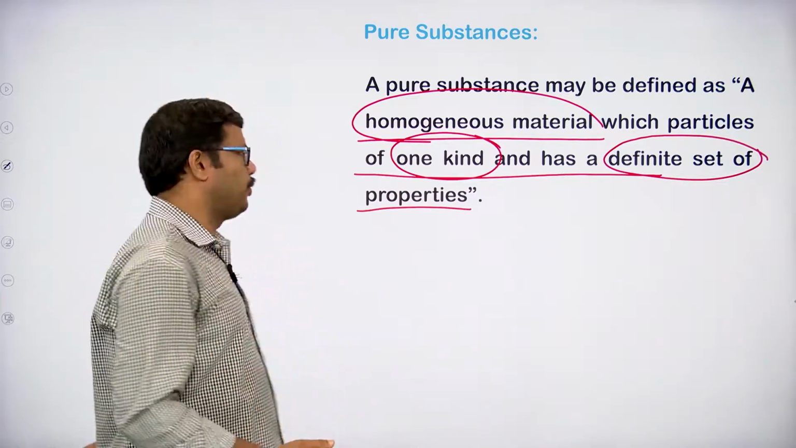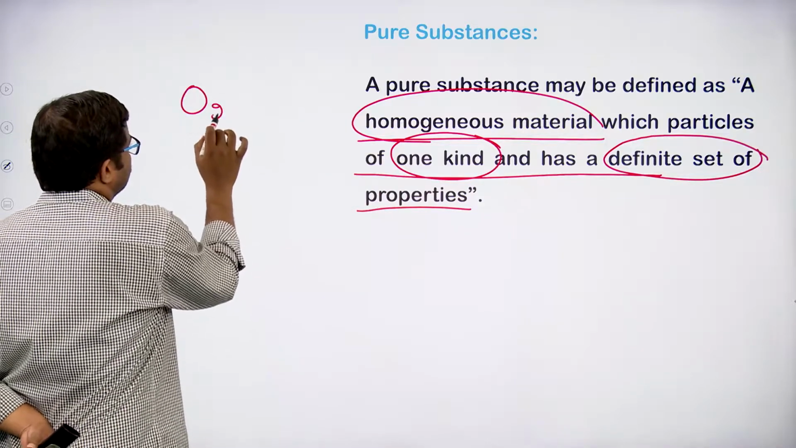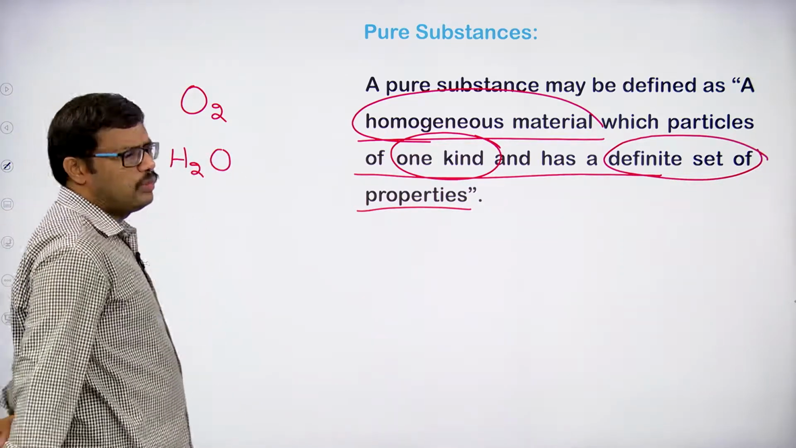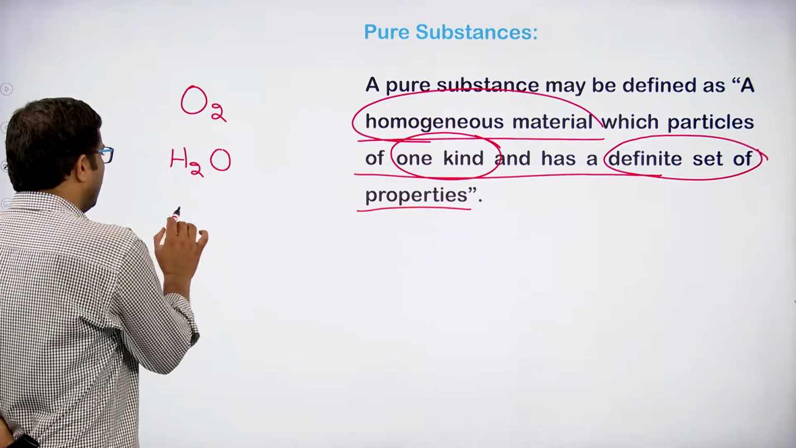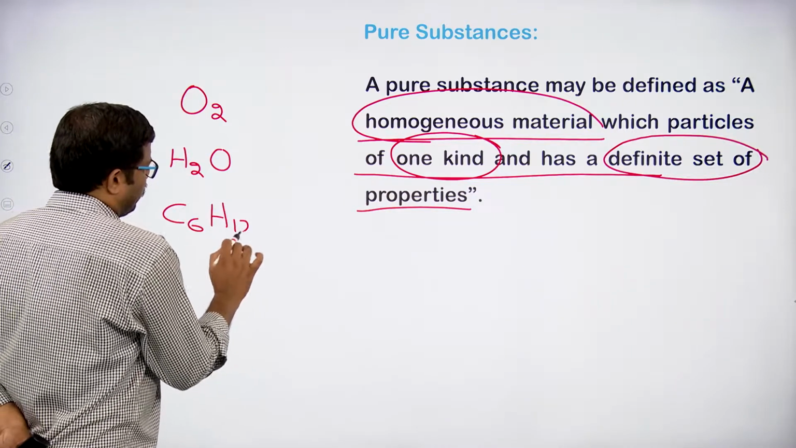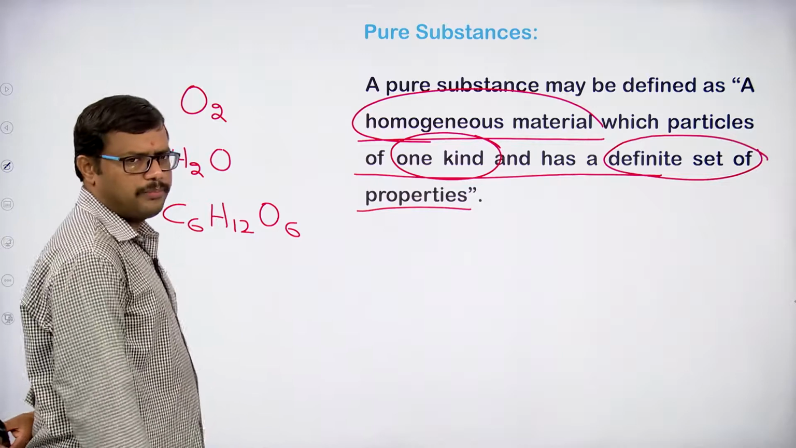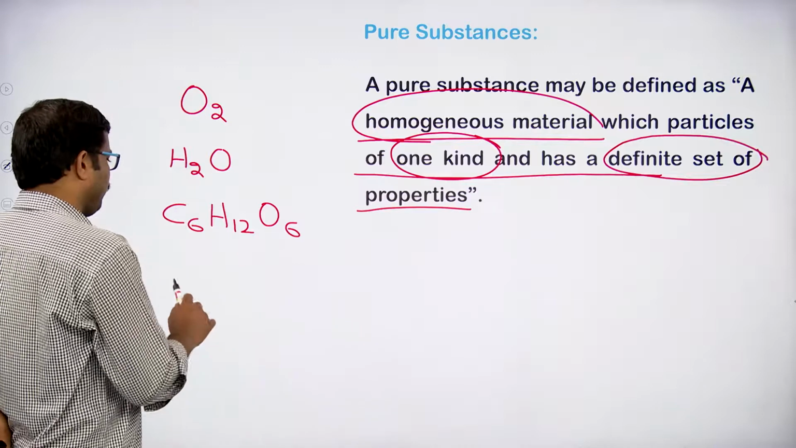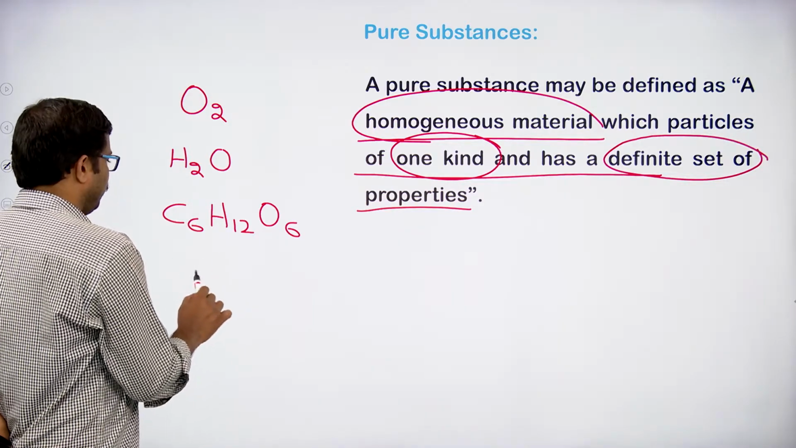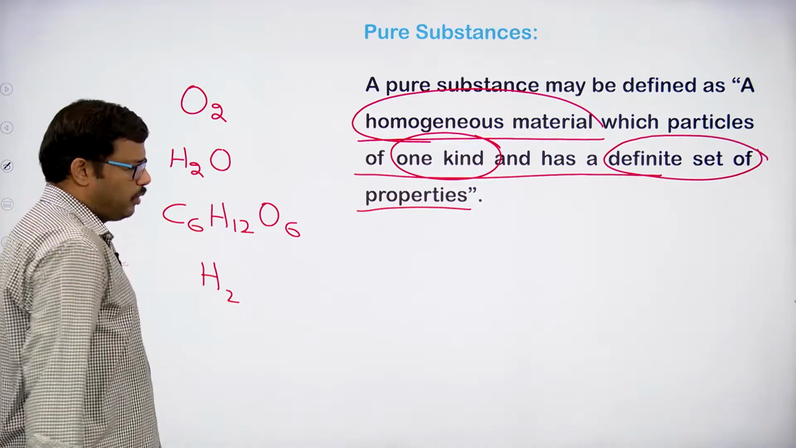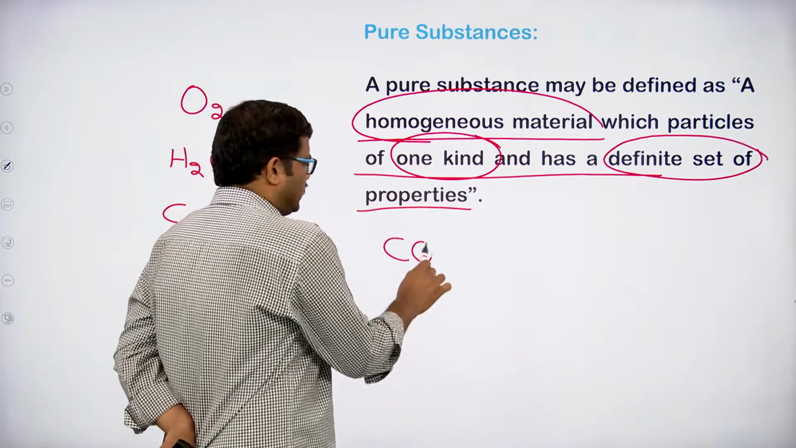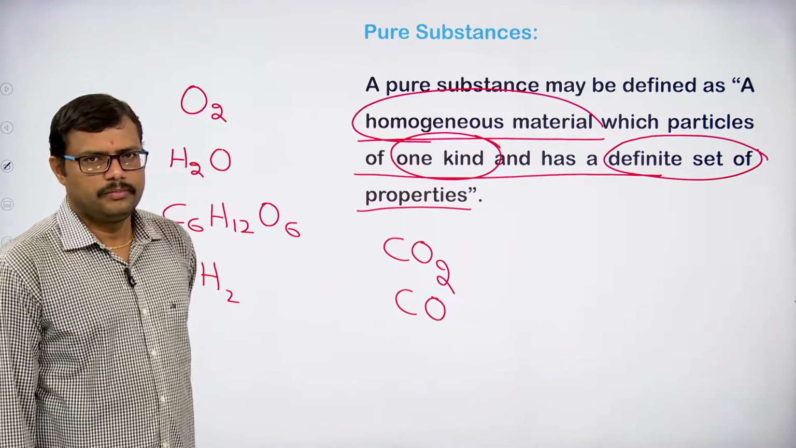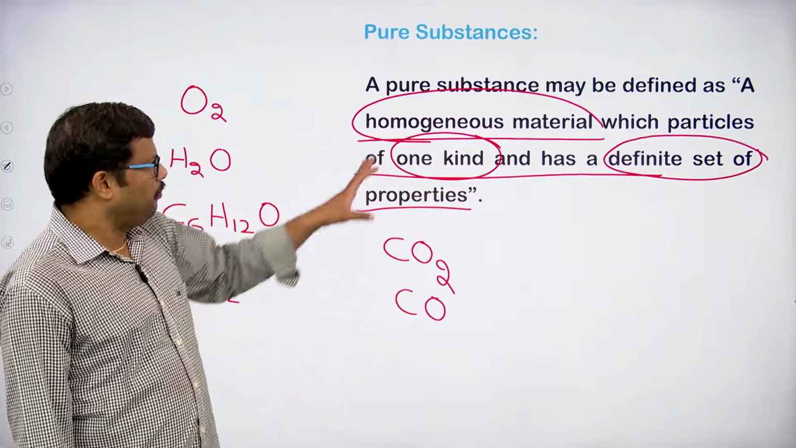For example, as I told you, pure oxygen is a pure substance. If you are taking water, pure water is a pure substance. If you are taking pure sugar, C6H12O6, glucose, it can also be considered a pure component. Similarly, we can take pure hydrogen gas, pure nitrogen gas, pure carbon dioxide, pure carbon monoxide. These are pure components, and they are homogeneous material.